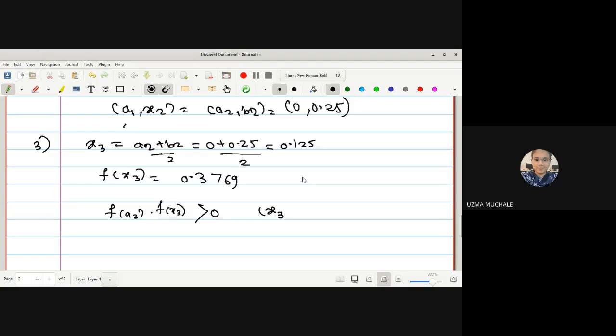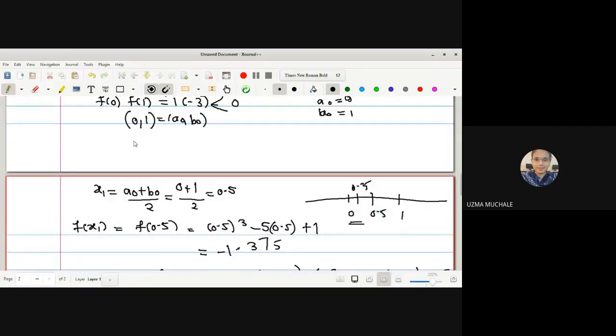Correct? Why the root doesn't lie in the interval? Both are positive. Now both lie above the origin, so somewhere it is not going to touch your origin. You are not going to get the root. So we can say the root lies in the interval x3 to the next point, that is b2. Okay, so here we have found up to 0 to 0.25.